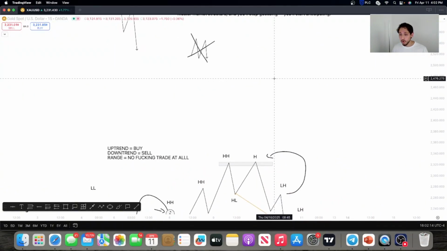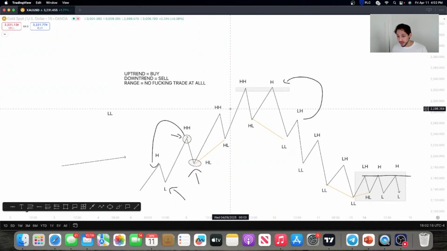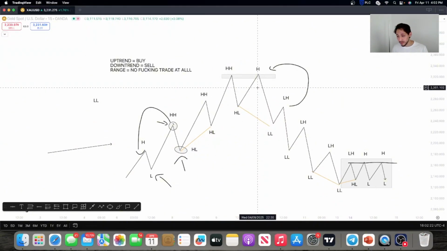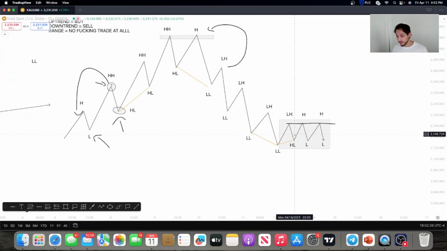Again, the goal is to trade with the trend. So if price is heading towards the upside, our goal is to only look for buying positions. If price is heading towards the downside, our goal is to only look for selling positions. Whenever price is doing something like this, there's no point for us to trade at all.